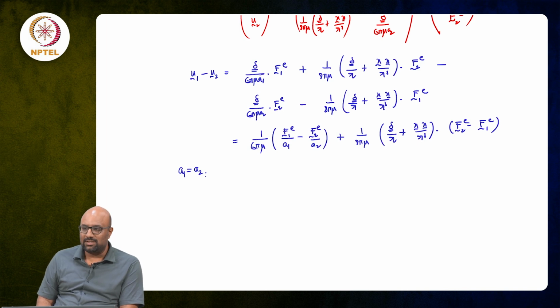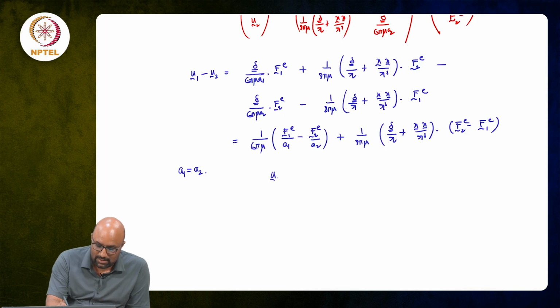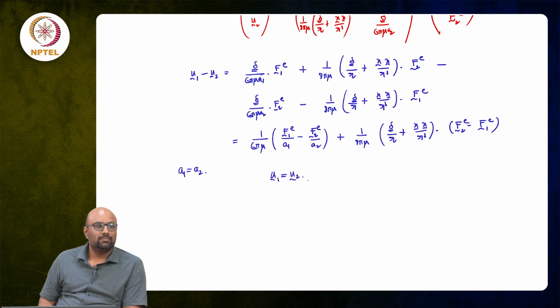So, f1 is same as f2, a1 is same as a2. So, what is your conclusion? Relative velocity is 0. Does this remind you of something that you did earlier? You used a reversibility argument without doing any calculation.